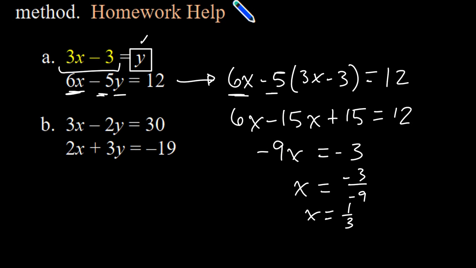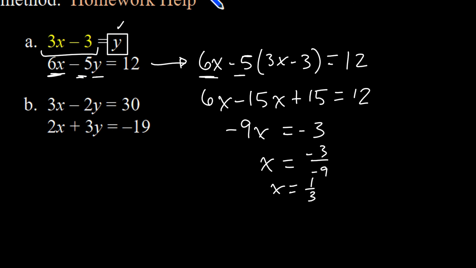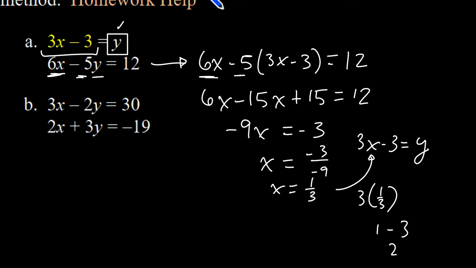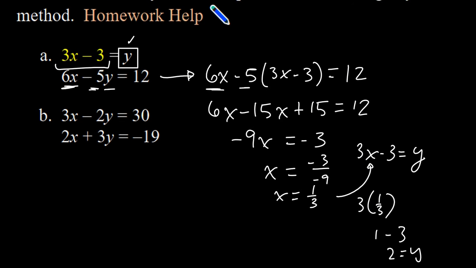The original equation was 3x minus 3, right? It was 3x minus 3 is y. So I'm going to feed the 1/3 into this. 3 times 1/3 is 1. 1 minus 3 is negative 2. So y is equal to negative 2. So my solution for A, I believe, is 1/3 for x and negative 2 for y.